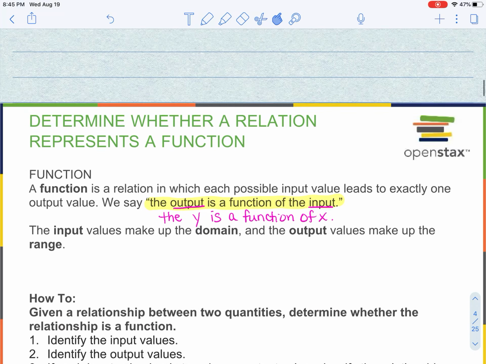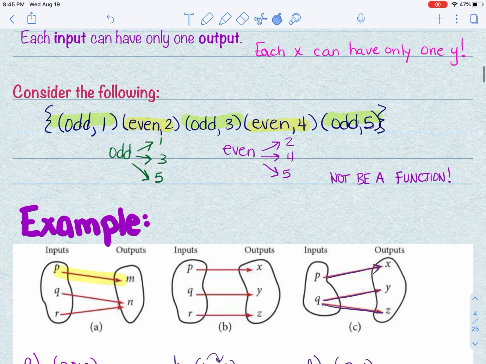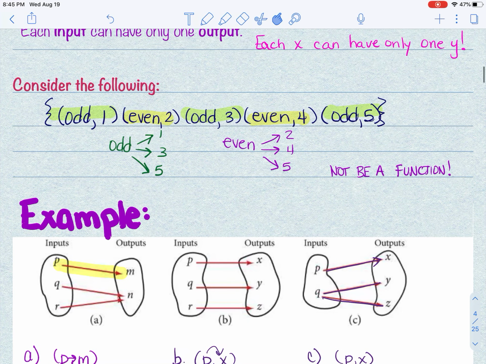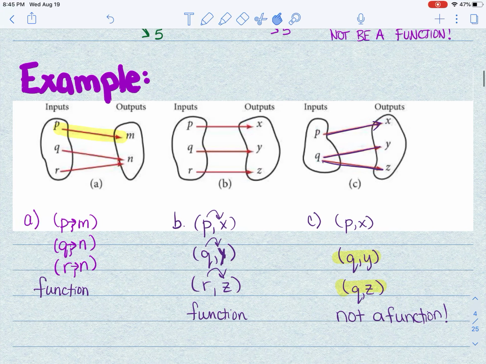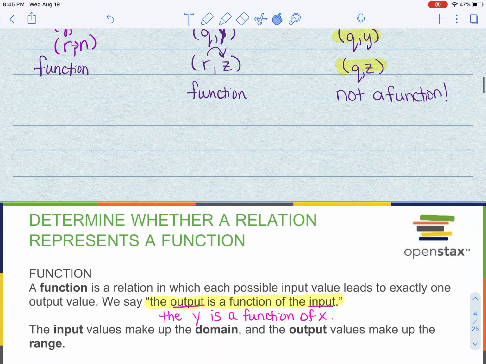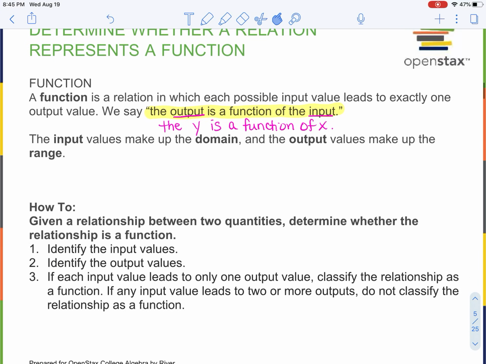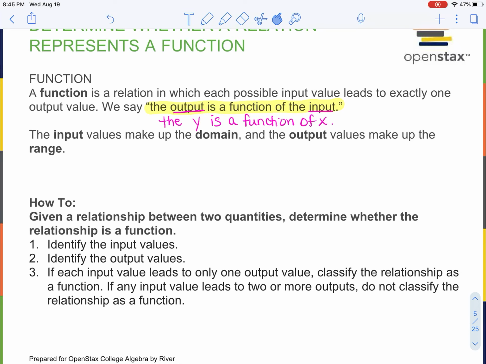Now, we've already been doing that up here. We saw that this first one, the odd and even one, was not a function. And then we looked at these three and we determined the first two were functions and the last one was not a function. But what was it that we were doing? What are the steps? So here they are. So step one, identify the input values, the x's, and then identify which ones are the output values.